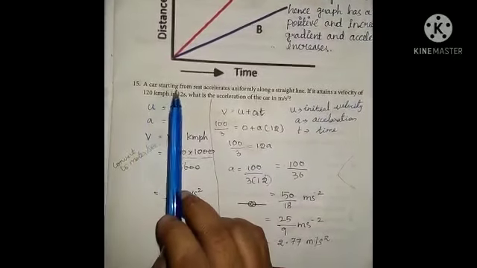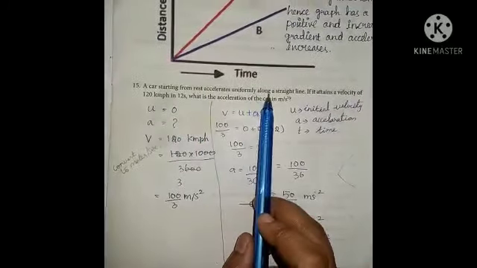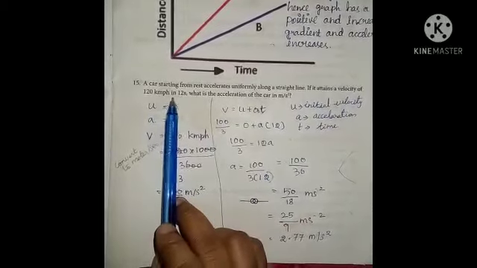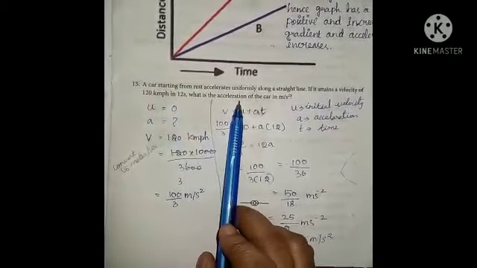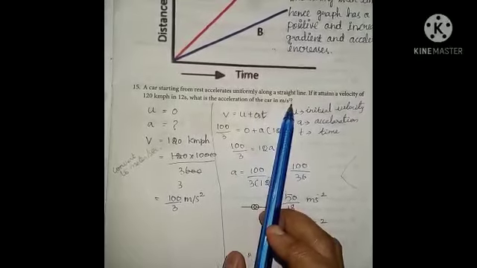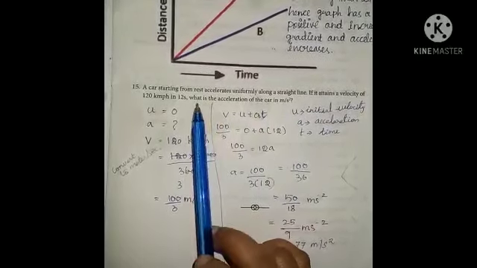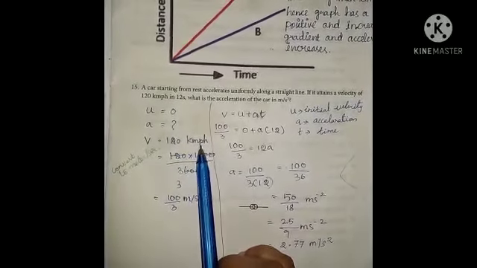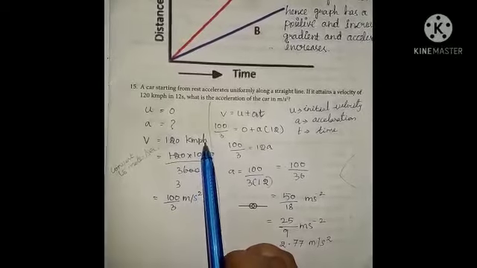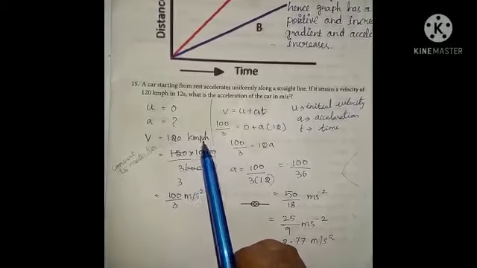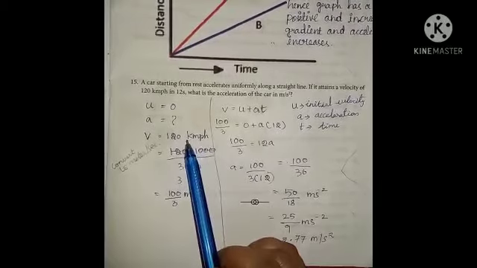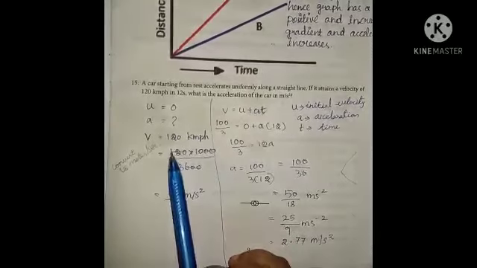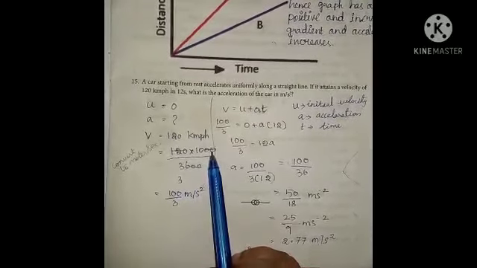15th question. A car starting from rest accelerates uniformly along a straight line. If it attains a velocity of 120 km per hour in 12 seconds, what is the acceleration of the car in meter per second square? So the velocity is given here, so we have to find out the acceleration. So velocity is 120 km per hour. So we have to convert this kilometer per hour into meter per second. So 120 km should be converted to 120 into meter. So 1000 meter equal to 1 kilometer. So 120 into 1000.